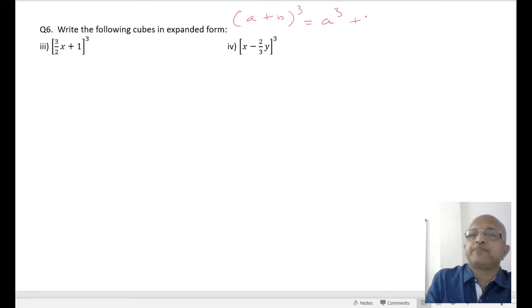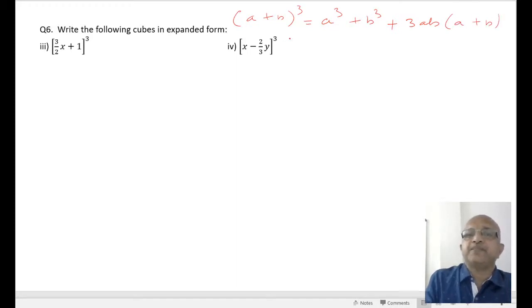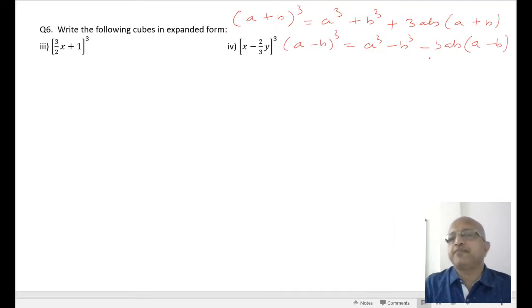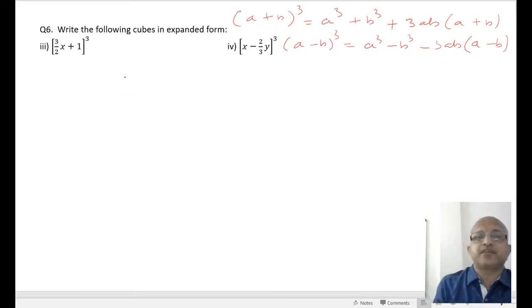So (a plus b) whole cube, that is what? In that all will be plus: a cube plus b cube, first cube of each, then plus 3ab into (a plus b). And if it is a minus, then all will be minus: a cube minus b cube minus 3ab in bracket (a minus b). But if we expand this, then this becomes plus. That you need to take care. So we have to expand this in cubic form.